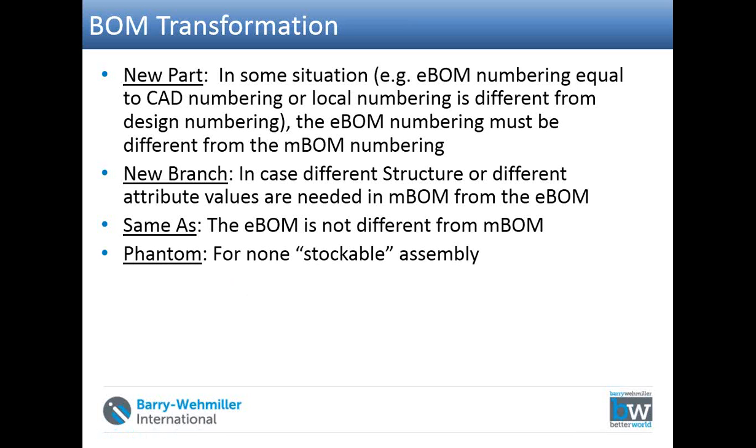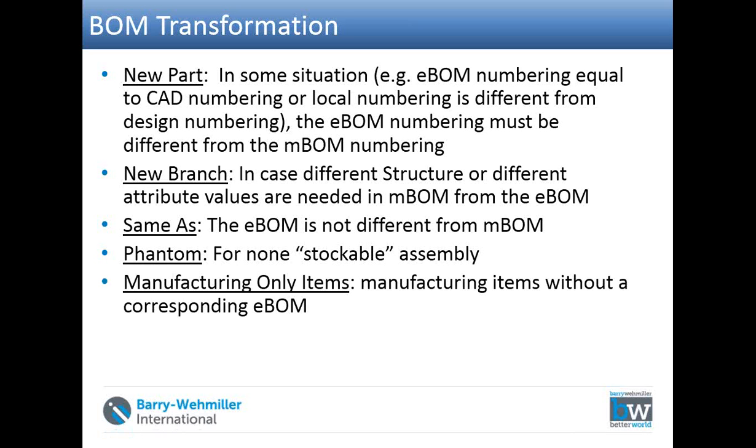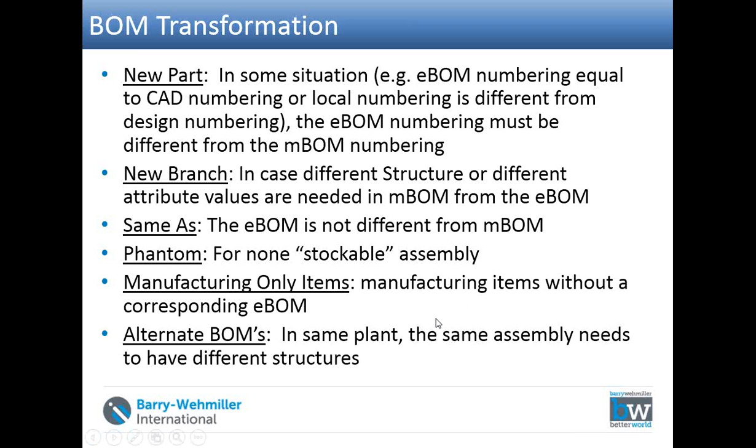that is, the stockable assemblies and non-stockable assemblies. These parts exist in the BOMs, but they are not physically the part. They are represented in the BOM for structure purposes. And then manufacturing parts only, these are only in the manufacturing BOM, like the consumable parts without a corresponding E-BOM part. And then we can create them by using the alternative BOM, that is the plant-specific BOM.